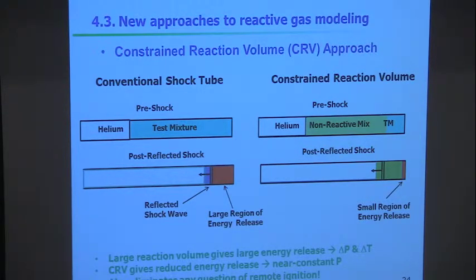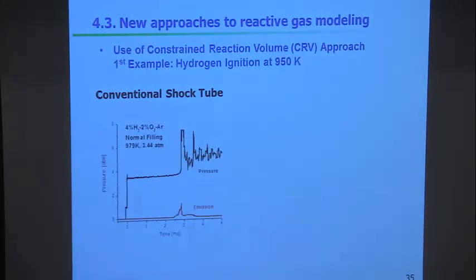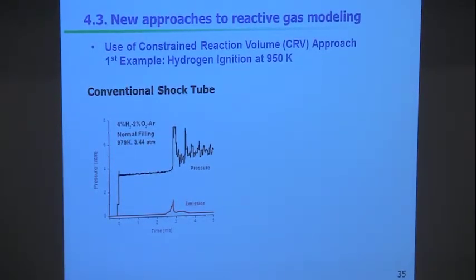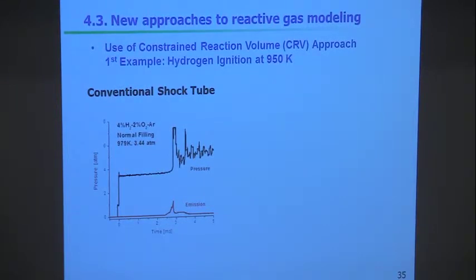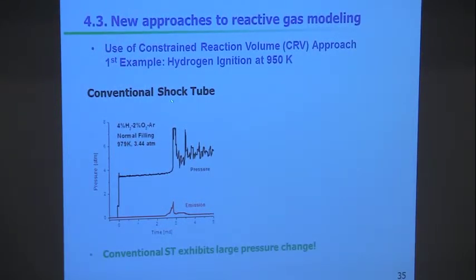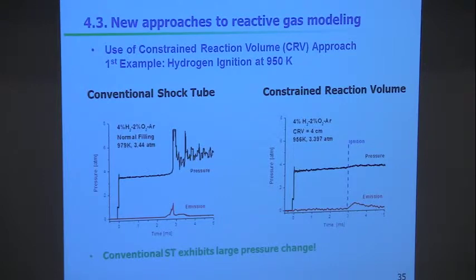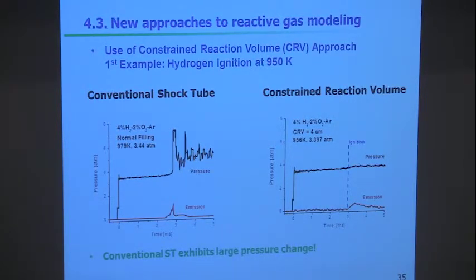And when you do this, by the way, that means that some other non-ideal effects that sometimes cause the ignition to occur out here and propagate in are defeated. So there are some benefits to this scheme. Of course, it's not necessarily easy to do in the laboratory. So this is the conventional shock tube, normal filling, and you'll see this big pressure change. Now, if we repeat that experiment with the constrained reaction volume idea, instead of getting this pressure jump right here, it's combusting. We see the emission, but the pressure is not changing.